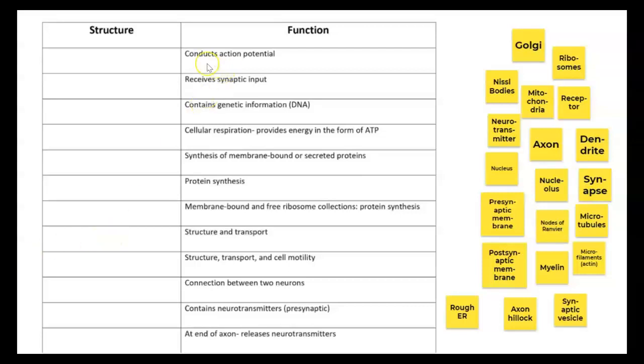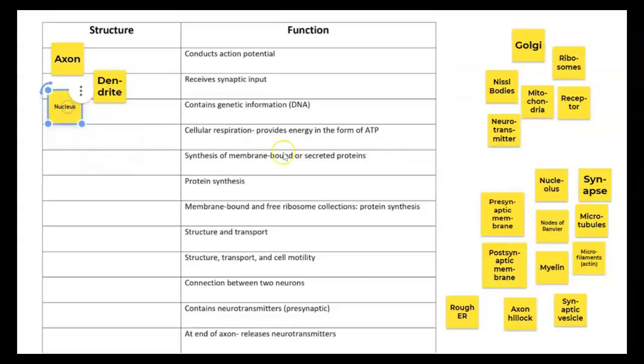So coming to the first one, the structure that conducts the action potential, that is the axon. We will get into the specifics of all that in one of the upcoming chapters. The part that receives the synaptic input, we kind of talked about it when we focused on the synapse, but the part that mainly receives the synaptic input is the dendrite. There can be other synapses on the cell body and also on the axon, but just for basics, most of the reception is on the dendrite. The part of it that contains the genetic information is the nucleus.